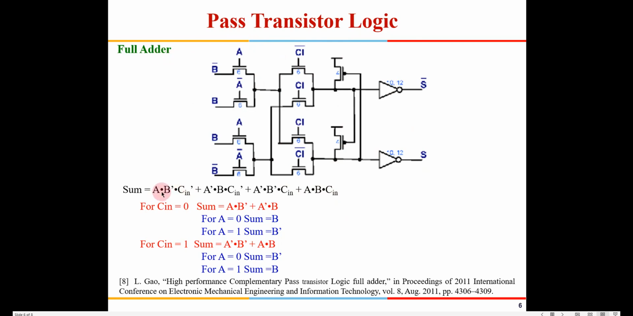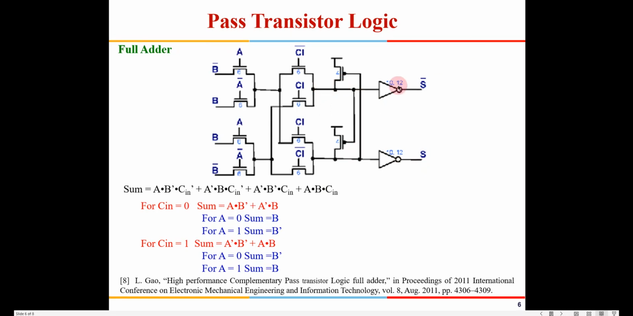So this is the expression for sum, right? Sum is A B bar C in bar plus A bar B C in bar plus A bar B bar C in plus A B C, right? These are the 4 different conditions for which the sum will be 1, right? Now first we are going to take C in for this, the sum output available here.